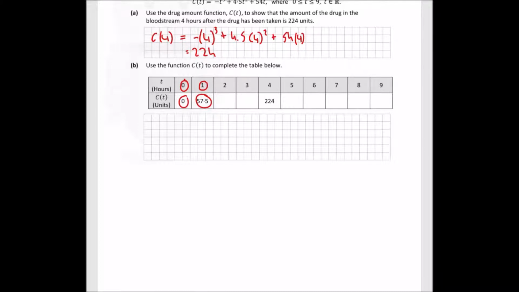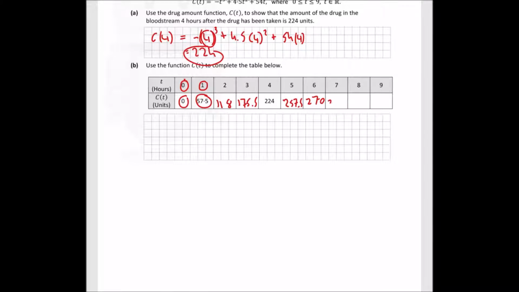I now need to put in 2 for t and see what it spits out. And when I put 2 into my function and work it out on my calculator, I get 118. When I put 3 into my function in place of t and work it out, I will get 175.5. Again, I've done this already. When I put in 4 into it, I got 224. If I put in 5 into it, I get 257.5. And 6 into it, 270.